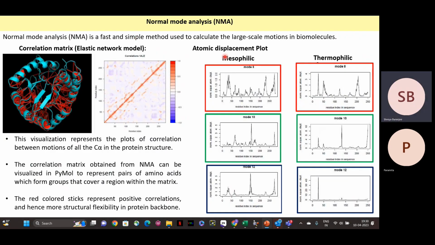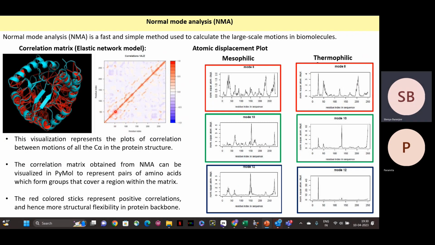Next, we will look into normal mode analysis, or NMA. This is a fast and simple method to calculate the large scale motions in biomolecules. In this method, there is a function called correlation matrix, where basically what it will do is that it will represent the plot of correlation between motion of all C alpha in the protein structure. So suppose you have the initial protein structure and the protein structure after 100 nanoseconds. That is superimposed and the correlation plot is drawn.